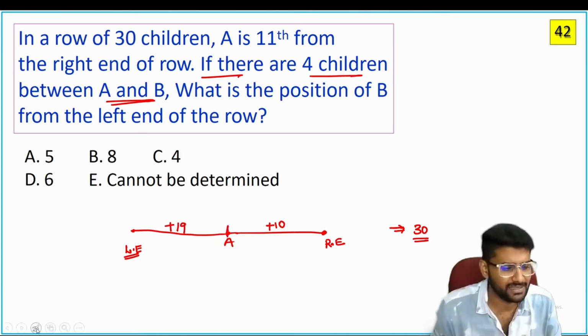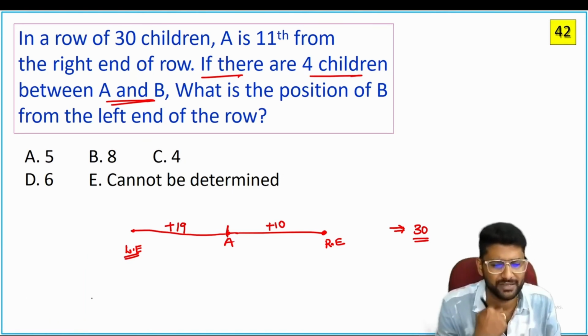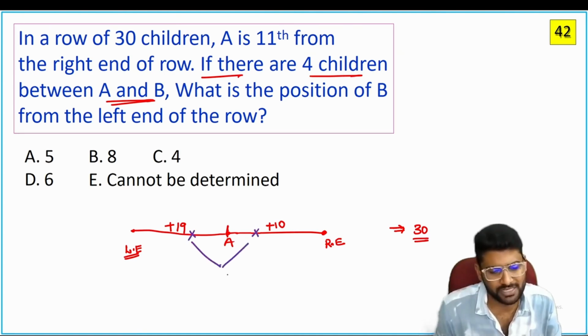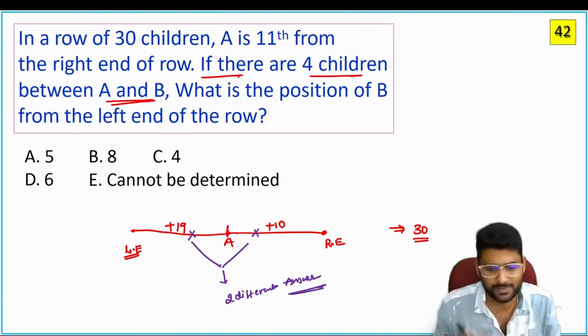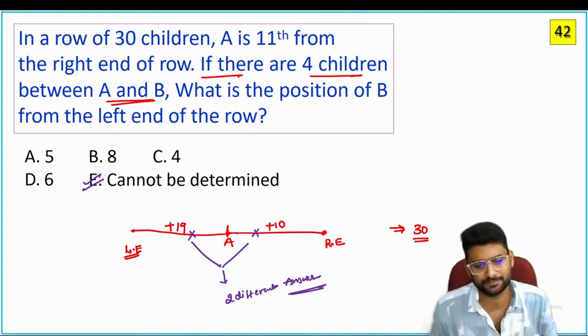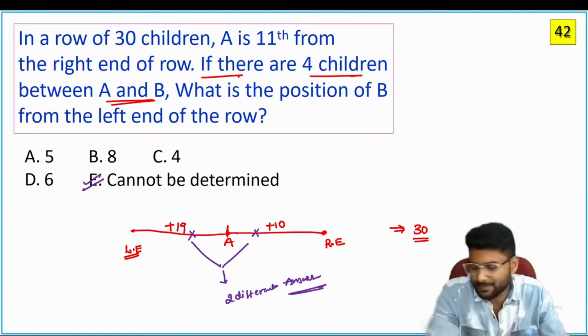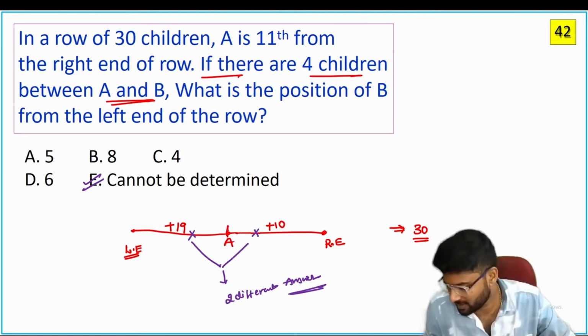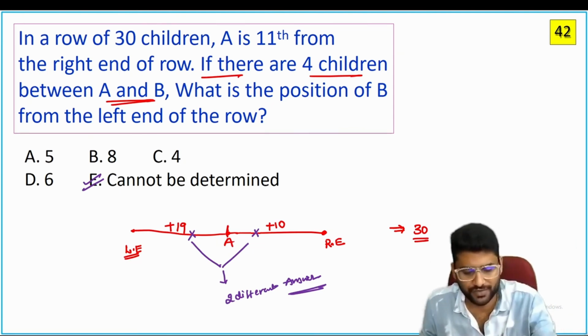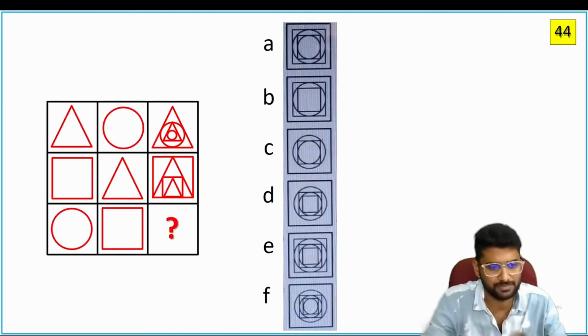19 people. But the data clearly mentions that if there are 4 children between A and B, there is a possibility that B can be on the right side of A, or B can be on the left side of A. So there are two possibilities, which means you will get two different answers. Why? Because there is no clear data regarding B's position. That's why the answer is cannot be determined. It mentioned that four people are between A and B, so B can be on the right side of A or on the left side of A. It's still a possibility. That's why don't fix the answer. Let's move to the next question.